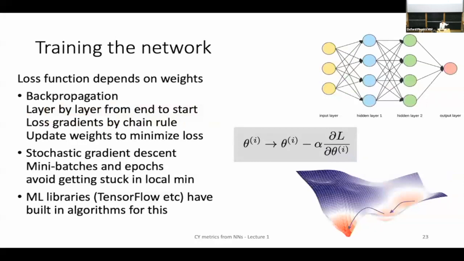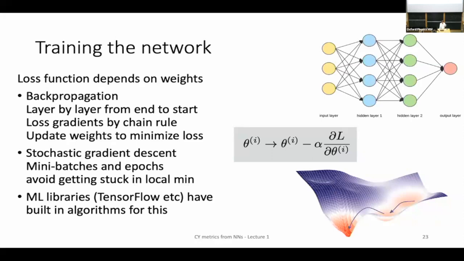So as you remember from Fabian's lectures, we're using backpropagation. So it's basically computing the loss gradients using the chain rule. We're moving from the end to the start. We're doing this in order not to get stuck in local minima. We're using this trick of dividing our data sample into smaller batches and updating the parameters for runs over these batches.